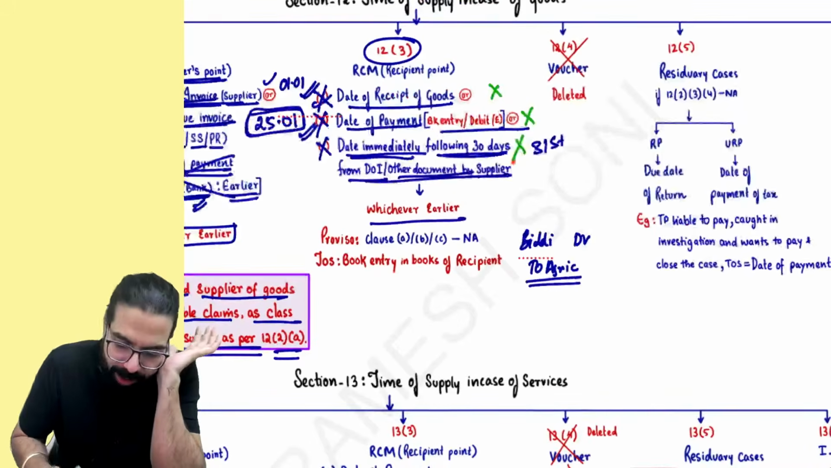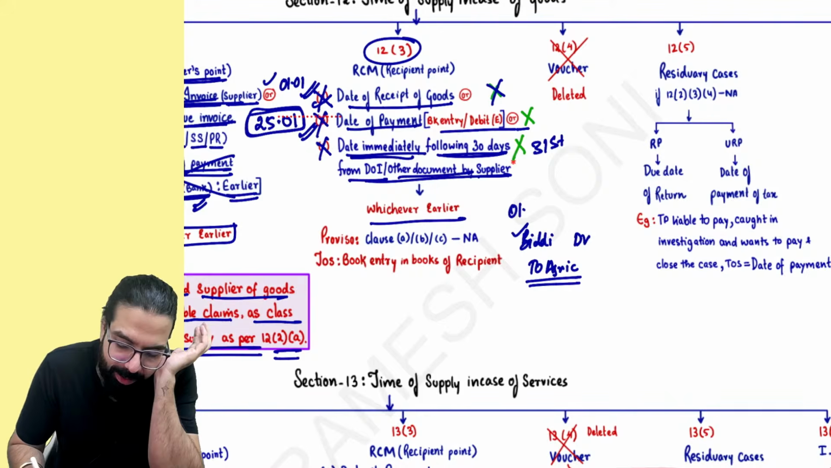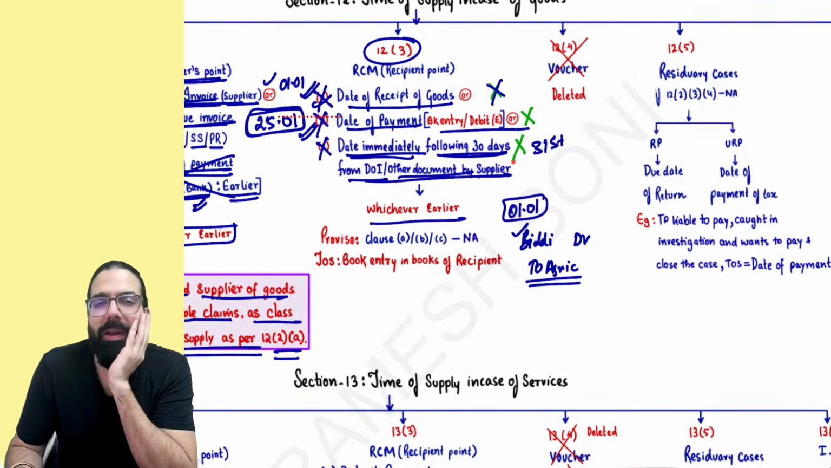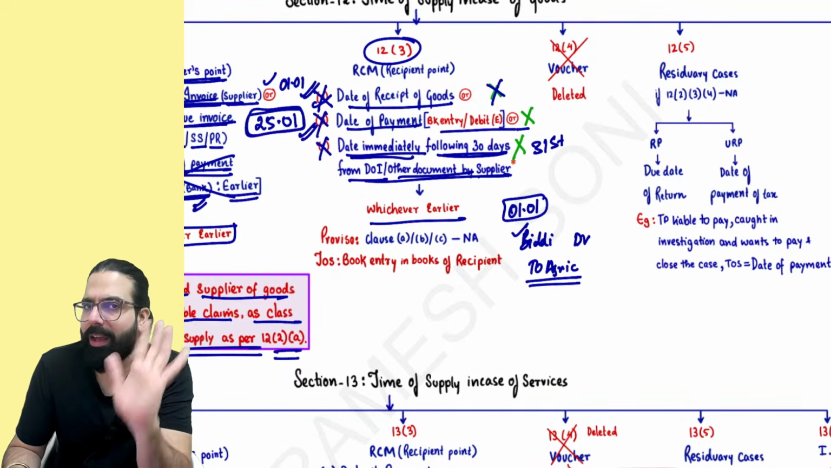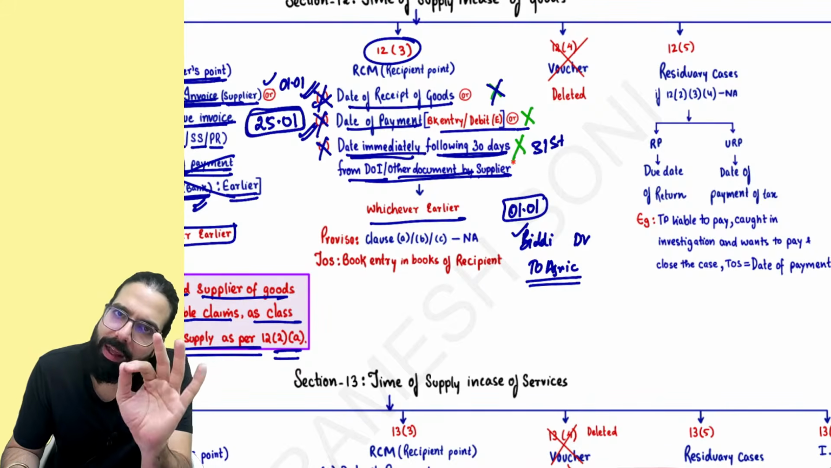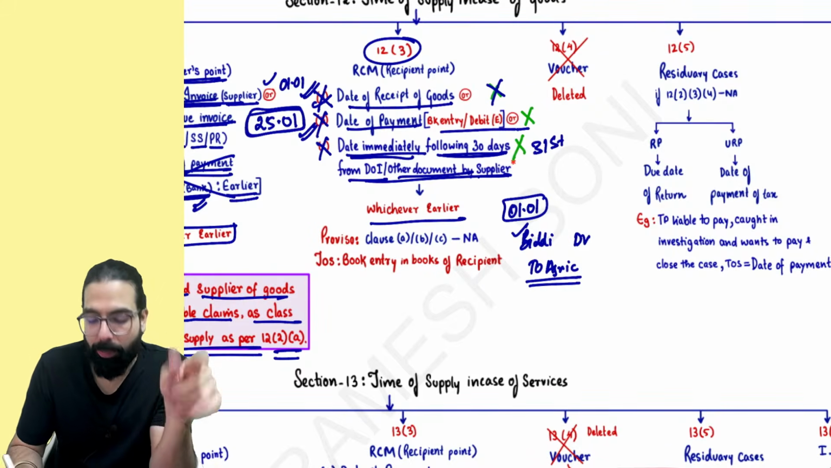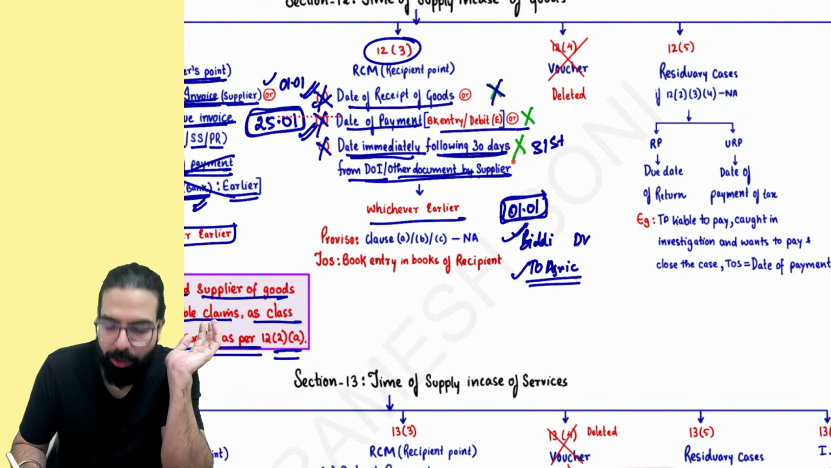It means, sir, I have not received the goods till now. I've just placed the order and I passed this entry on 1st of January, BD leaves expenses account debit to agriculturist. Payment is yet to be done, goods are yet to be received, and the agriculturist did not give me the invoice till now.